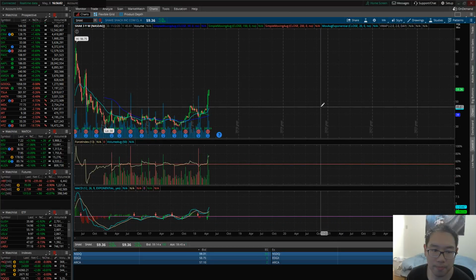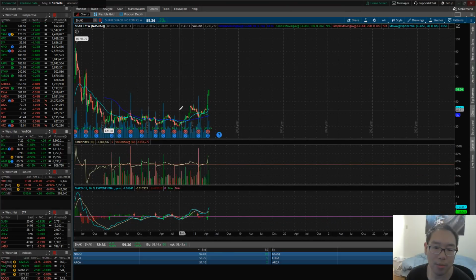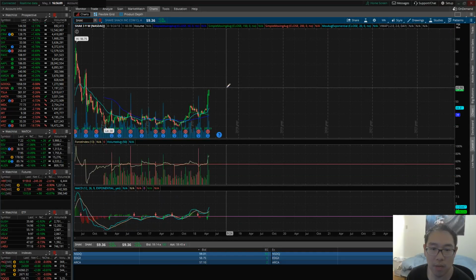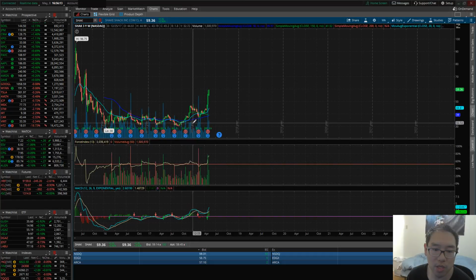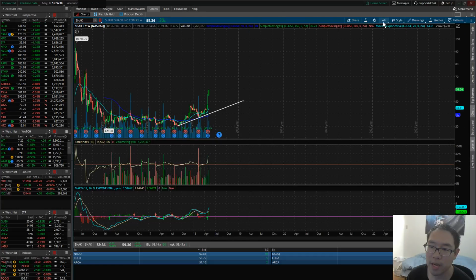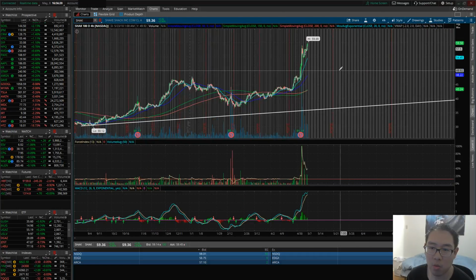3-year chart. So I do agree that we are overextended, right? And we are actually quite overextended over the 20 EMA, but we don't want to hope that something will come down. Especially you can see that as we're trending up, we don't want to hope that it might come down because we're so overextended.